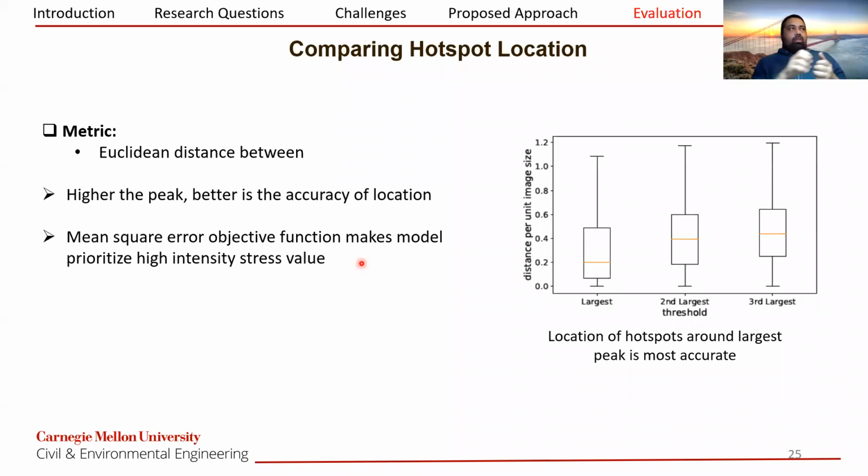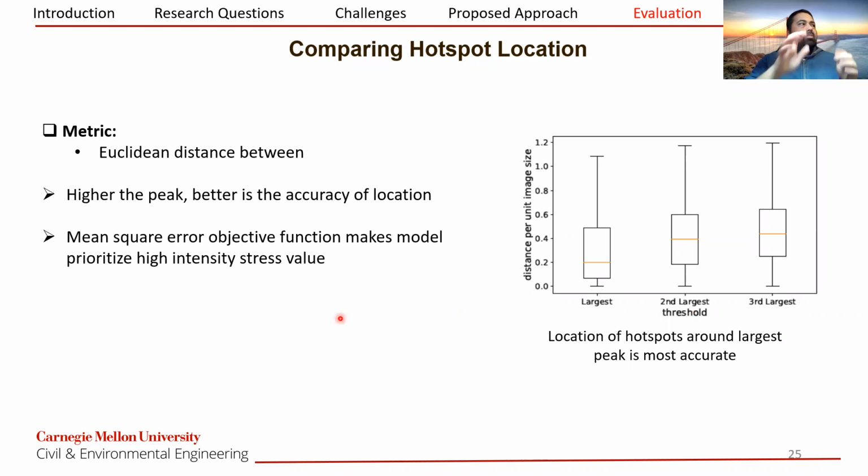So apart from this cosine similarity analysis, we also try to see intuitively what characteristics of the hotspots are being predicted much better. This was one of the metrics where we use the Euclidean distance, and what we see is that this represents the largest peak, the highest peak inside the image, the hotspot around the largest peak. What we see is that the accuracy decreases if we go down.